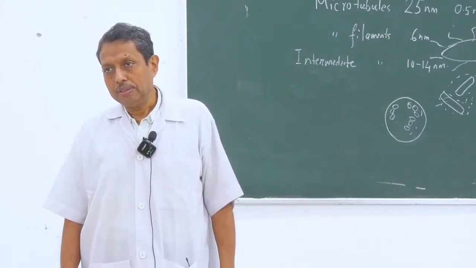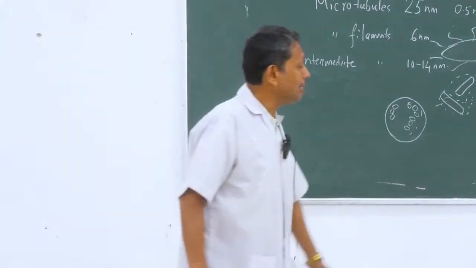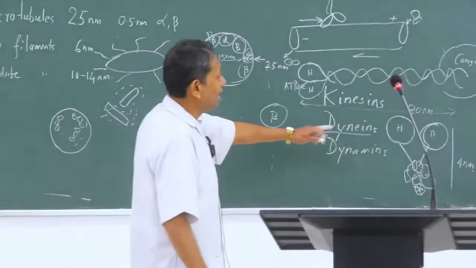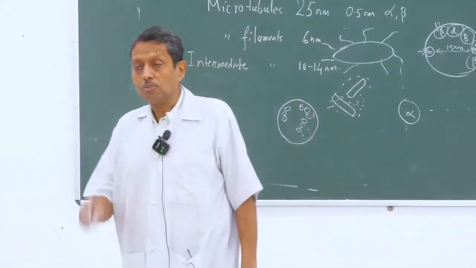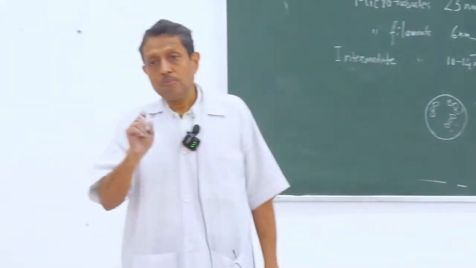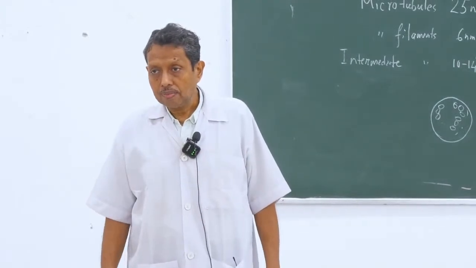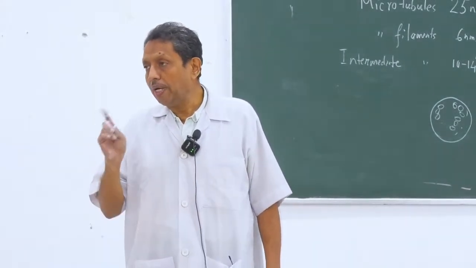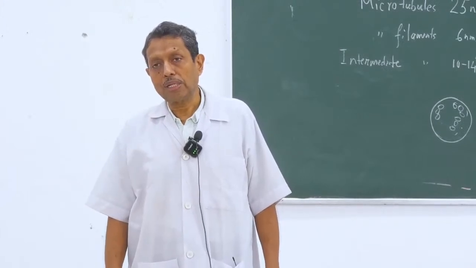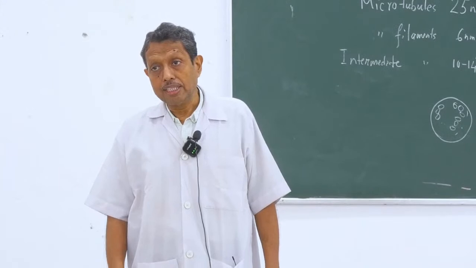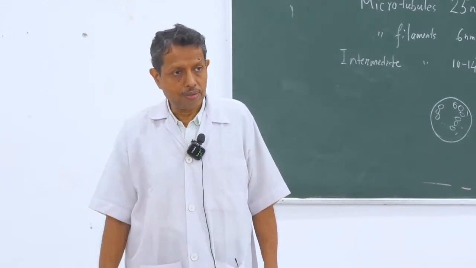Ciliary movement is produced by dynein, and it's called axonemal dynein. So we have to know something about the formation of the cilia. Every cell has a cilia, motile or immotile. It is a sensory apparatus of the cell.